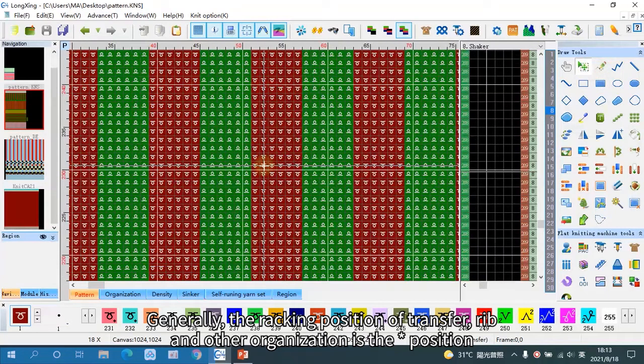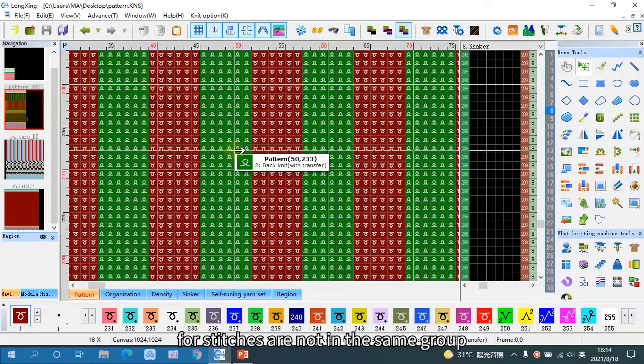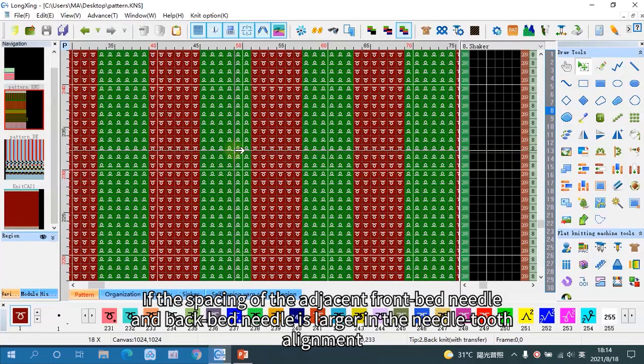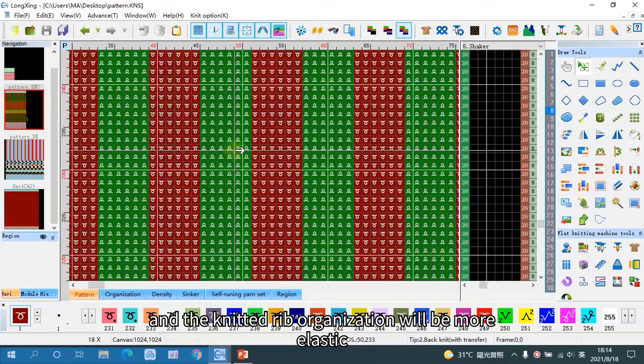Generally, the racking position of transfer, wrap, and other organization is the ester position. When wraps are knit, the front bed needle and back bed needle for stitches are not in the same group, but are adjacent to each other. If the spacing of the adjacent front bed needle and back bed needle is larger in the needle tooth alignment, so use the ester position, and the knit wrap organization will be more elastic.